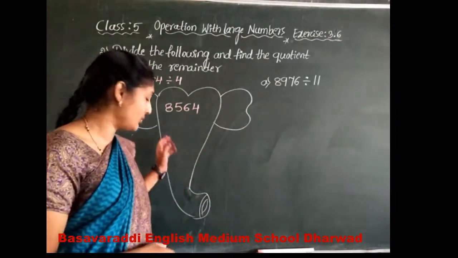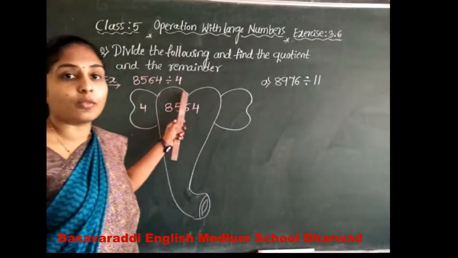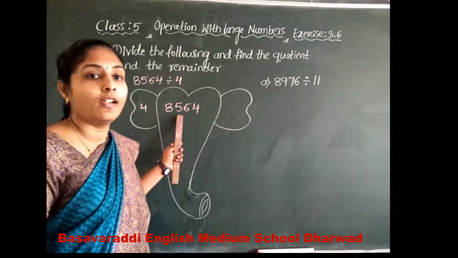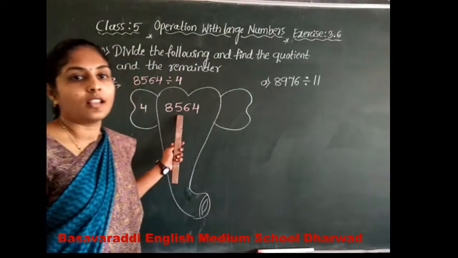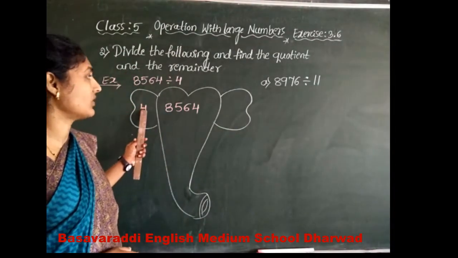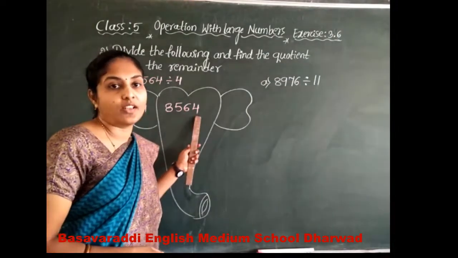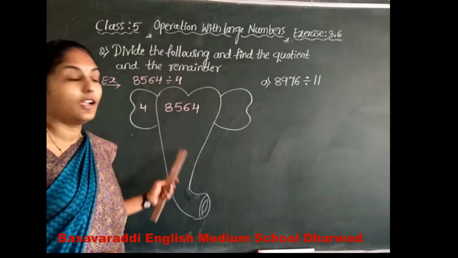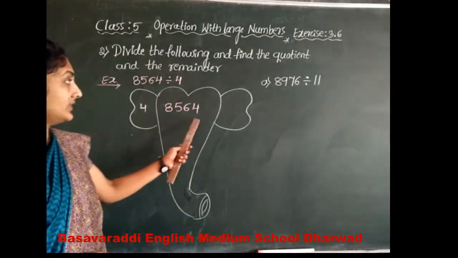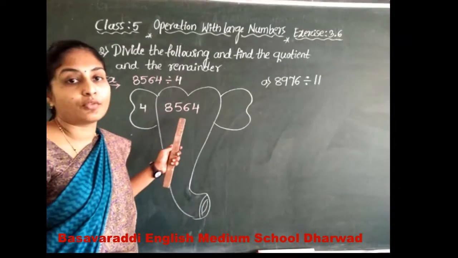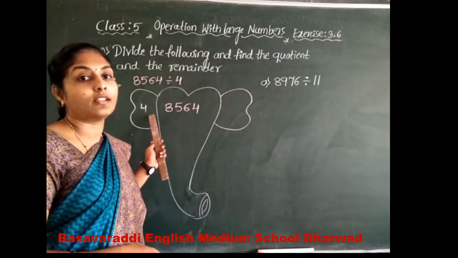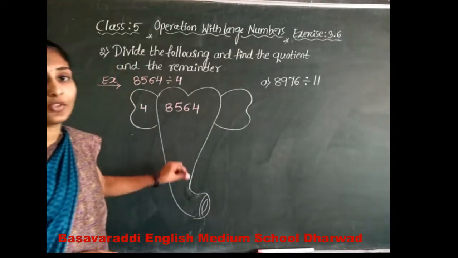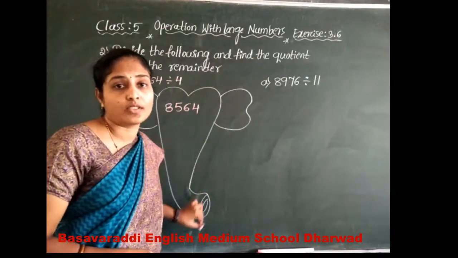When we divide two numbers, the number to be divided is called the dividend. The number by which we divide is called the divisor. This is the dividend and this one is the divisor. I wrote the dividend and the divisor in the elephant figure, which is easy to remember, where to write the dividend part and where to write the divisor part. Next, do the division. After the division, we get the quotient and the remainder.